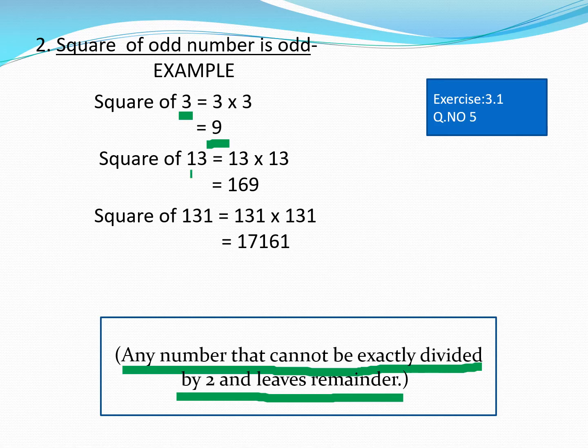Square of 13, we get 169. Both are odd numbers. Square of 131, we get the answer as 17,161. Here both the number and the answer that we get are odd numbers. This is what it means, that the square of an odd number is odd.